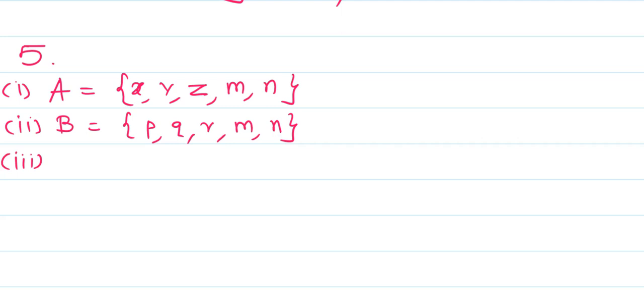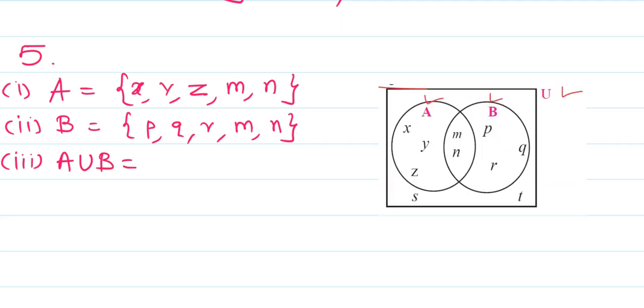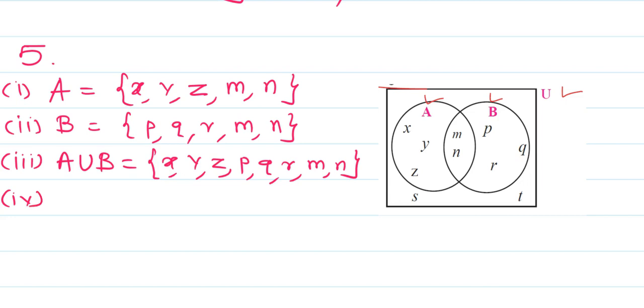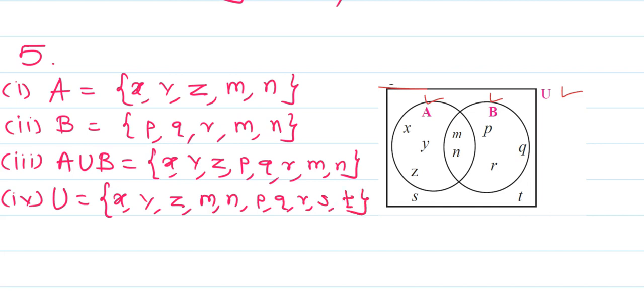Number 3, C is A union B, is equal to X, Y, Z, P, Q, R, M, N. Next, fourth, U is equal to all the elements X, Y, Z, M, N, P, Q, R, S, T. Complete.